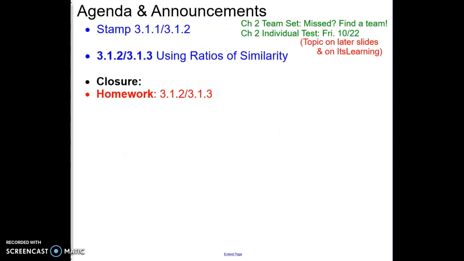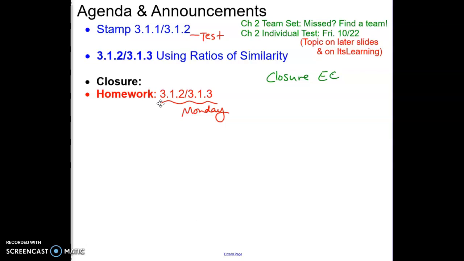Instead of stamping, we will stamp on Friday when you have your test, so 311 and 312. We'd also like to see 312, 313, that we probably won't stamp until Monday. So we'll stamp this during the test while you're working on that, and then we'll stamp that on Monday. Remember to finish the closure for extra credit if you want to.